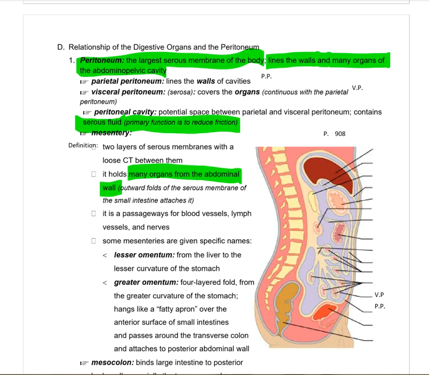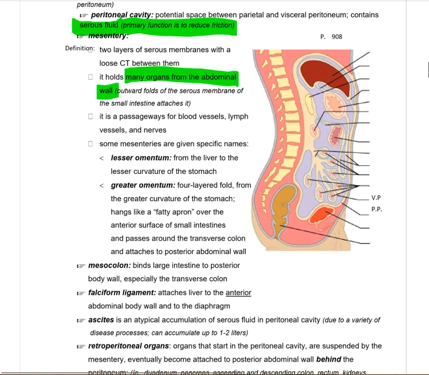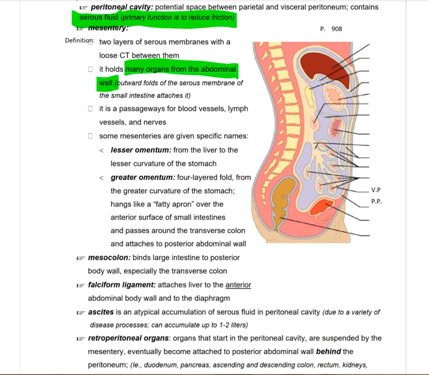If you look at the human torso model, you can see the mesentery sometimes. If you turn some of the organs out, pull them out of the cavity, you can look and see them there. All right, and these also are passageways, the mesentery, for blood vessels, lymph vessels, and nerves. So they can go through these areas and now supply these organs as needed.